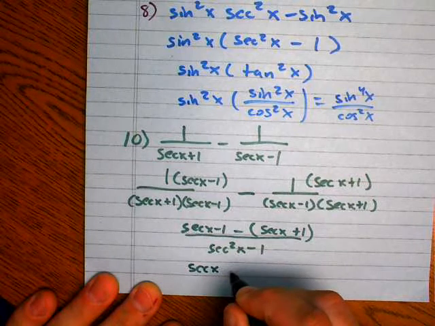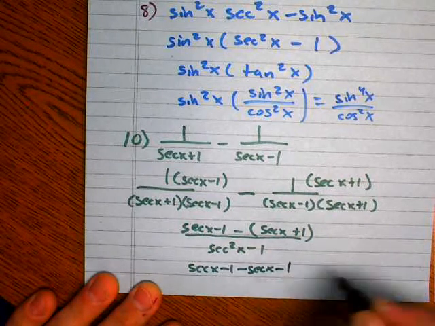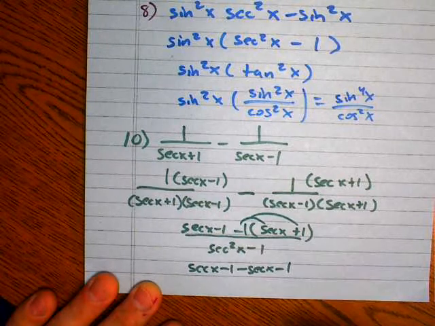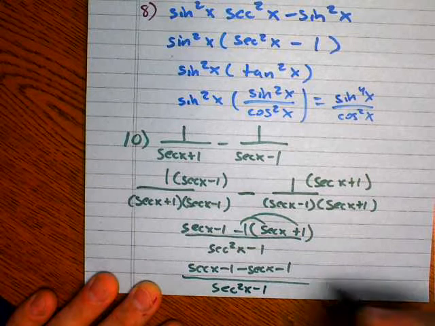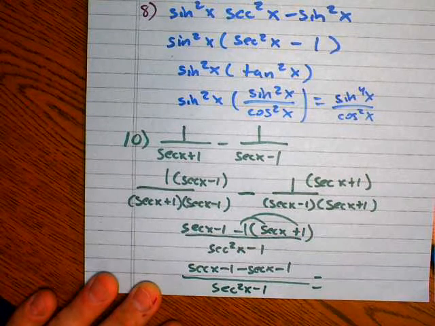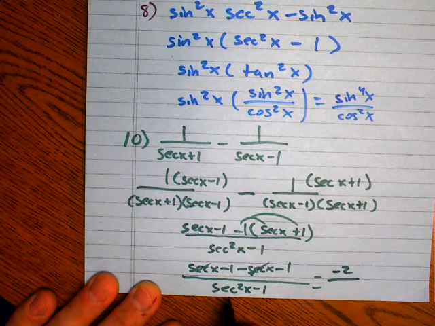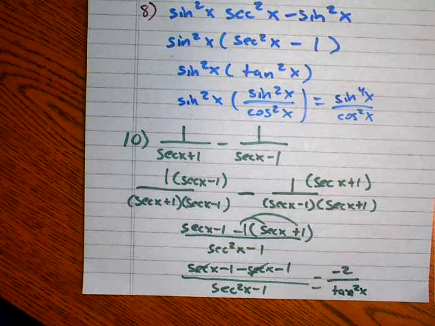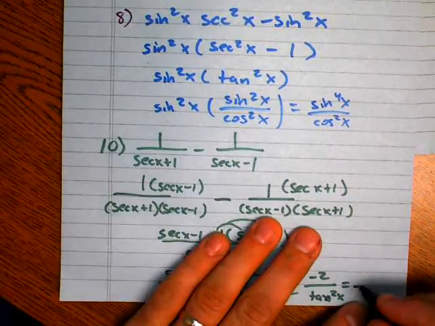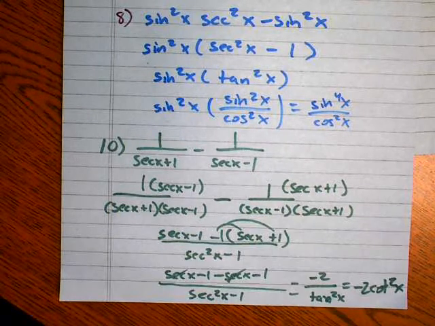Secant x minus 1 minus secant x minus 1. I just distributed the negative 1 all over secant squared x minus 1. Which these cross out. I get a negative 2. And I'm going to do a Pythagorean identity substitution, and this becomes tan squared x. What's the reciprocal of tan squared? Cotangent squared x. So it's negative 2 cotangent squared x.